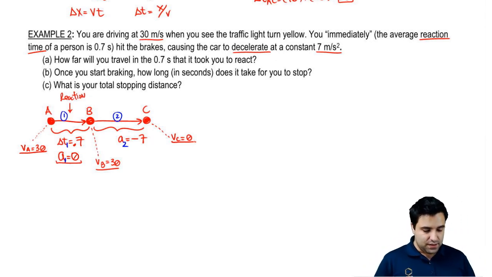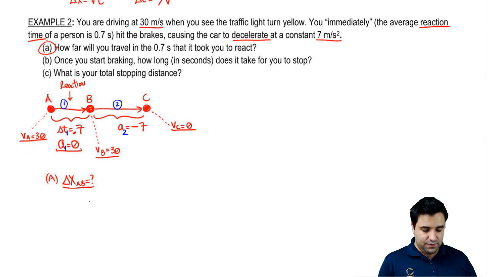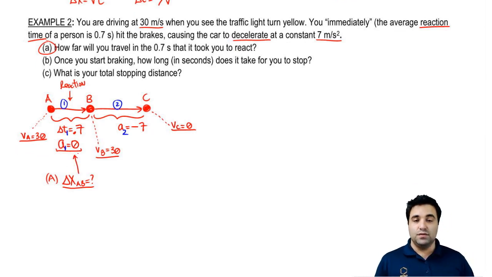So let's see what it says here. First question asks us to find how long you will travel in the 0.7 seconds that it took you to react. So basically, between A and B, I want to know what is your delta x. That's what that's asking. What is delta x from A to B? All right? So obviously, A to B is the first interval, so I'm going to write an equation for that first interval.